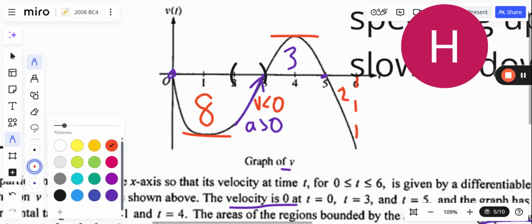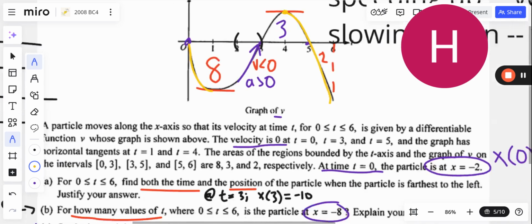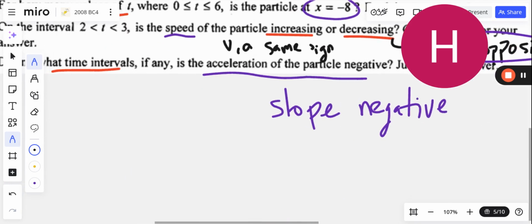I might do it in this kind of funky color, like a yellow. I see that it's going down. The graph is going down from here to here. Then the graph is going up, up, up, up, up until t equals 4. And then the graph is going downwards again. So this is going to be on the interval from 0 to 1 and from 4 to 6.